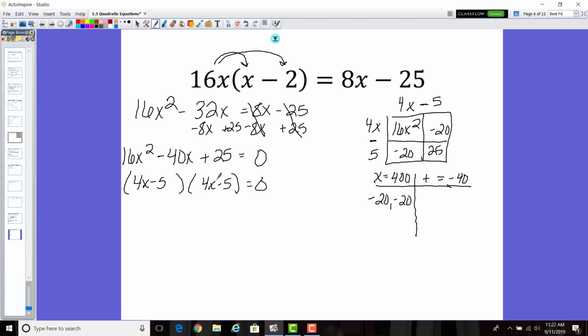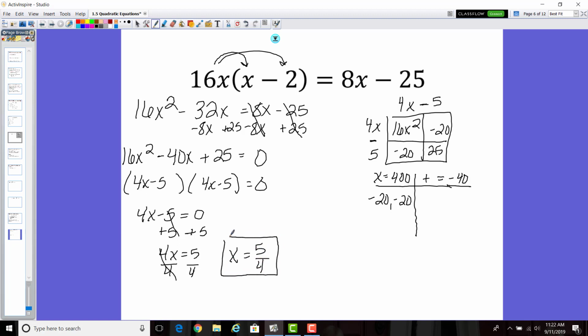If this happens and both factors are exactly the same, you do not have to solve both of them because they will both give you the exact same answer. So we can add 5 and then divide by 4. So x will equal 5 over 4. For my math lab, you can leave it in that form. You do not have to convert it to a decimal or an improper fraction, or sorry, a mixed number, as long as this fraction is reduced.